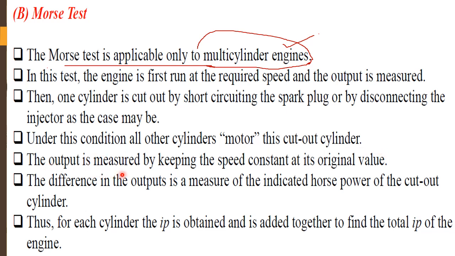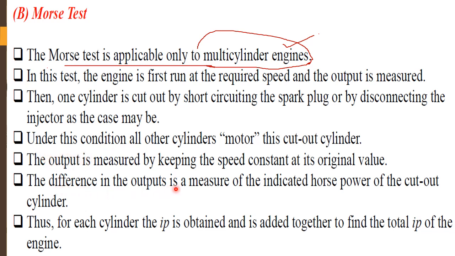The output is measured by keeping the speed constant at its original value. We have to keep the speed constant. Initially we measured the output of the engine when it was run at constant speed with all the cylinders. Now one cylinder is cut. Again we maintain constant speed and measure the output. So initially one output is measured with all cylinders, and now one output is available with one cylinder cut.